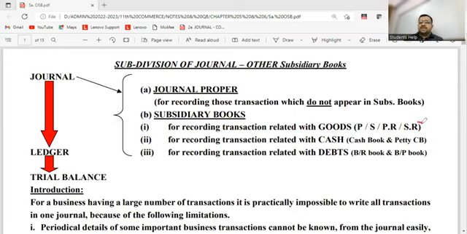Now the story is very easy and totally different, children. Now we'll be getting training on 4 other subsidiary books. The book which records credit purchase of goods is named the purchase book. The book which records credit sale of goods is known as the sales book.